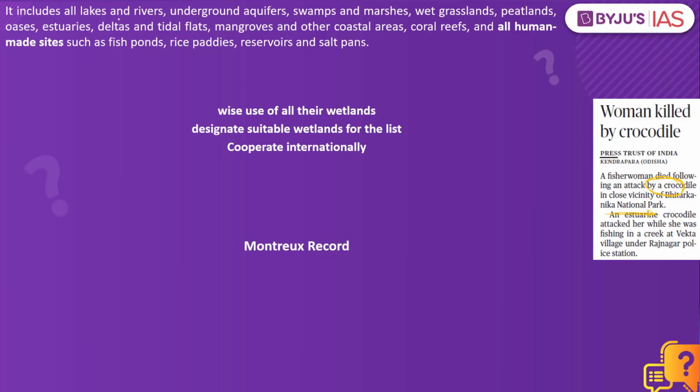So when you look into all the lakes and the rivers, underground aquifers, swamps and marshes, wet grasslands, peatlands, oases, estuaries, deltas, tidal flats, mangroves and other coastal areas, including the coral reefs, they belong to the natural system of the wetlands. It can also include the human-made, which includes fish ponds, rice paddies, reservoirs and salt pans. So a convention which speaks about the conservation and wise use of the aquatic ecosystems is what is called the Ramsar Convention. When it comes to the Ramsar Convention, there are three basic pillars.